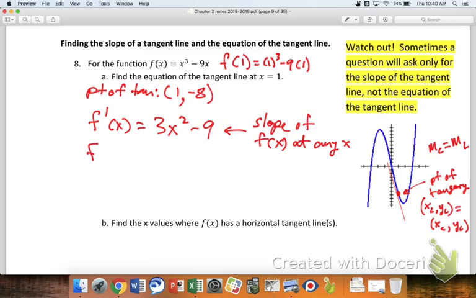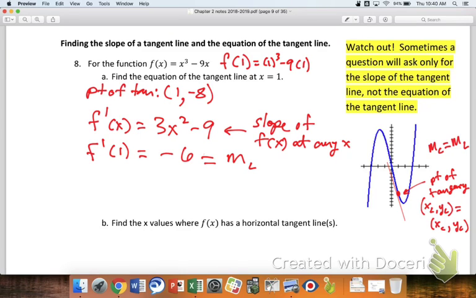So my next step would be to write f prime of 1, because I want to know the slope at that point of tangency. So then this is just an issue of plugging the 1 in for x, doing a little arithmetic. 3 times 1 squared is 3, minus 9 is negative 6. This is then equal to the slope of my tangent line. And you don't have to put the whole equals m sub l. I'm just trying to connect it all for you.